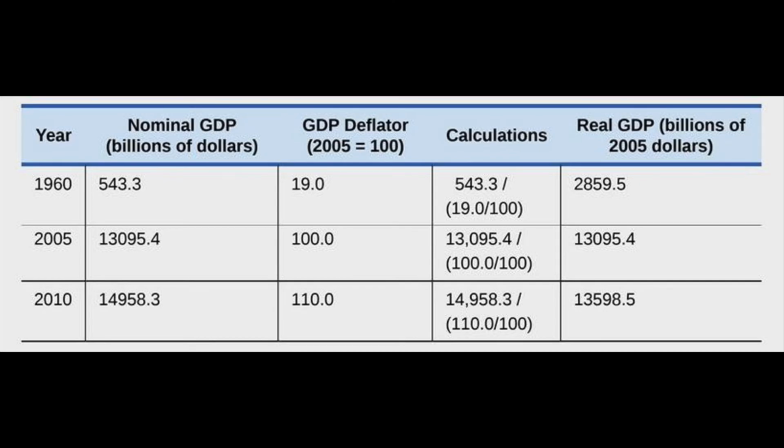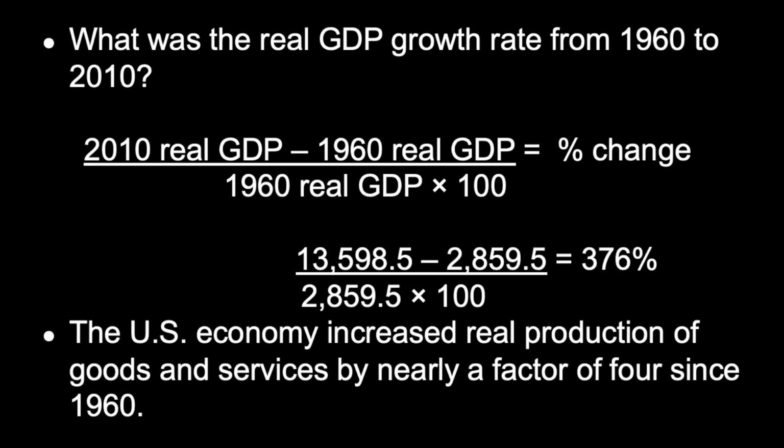What is the real GDP growth rate from 1960 to 2010? We take 2010 real GDP minus 1960 real GDP, divided by 1960 real GDP, multiplied by 100. This is equal to the percentage change. We see that 13,598.5 minus 2,859.5, divided by 2,859.5, multiplied by 100 is equal to 376%. The U.S. economy increased real production of goods and services by nearly a factor of 4 since 1960.